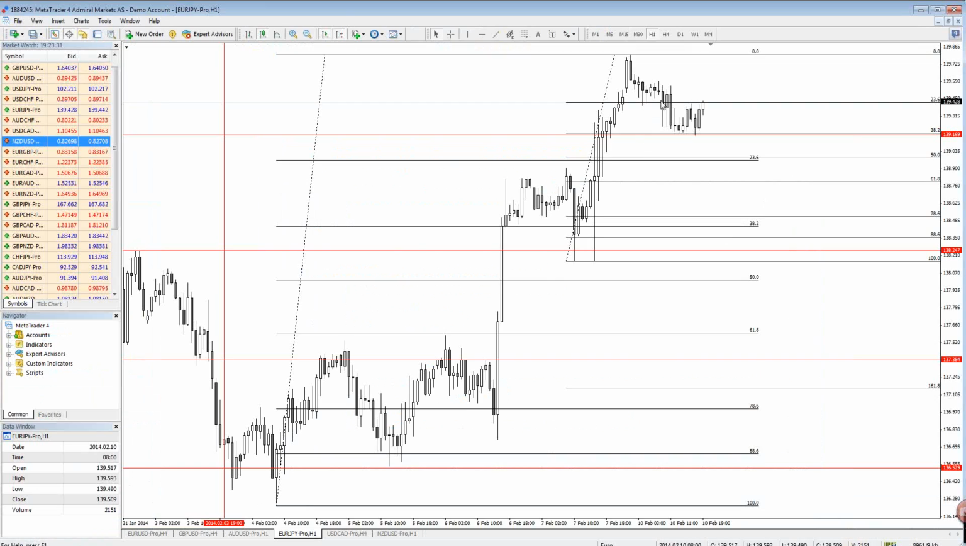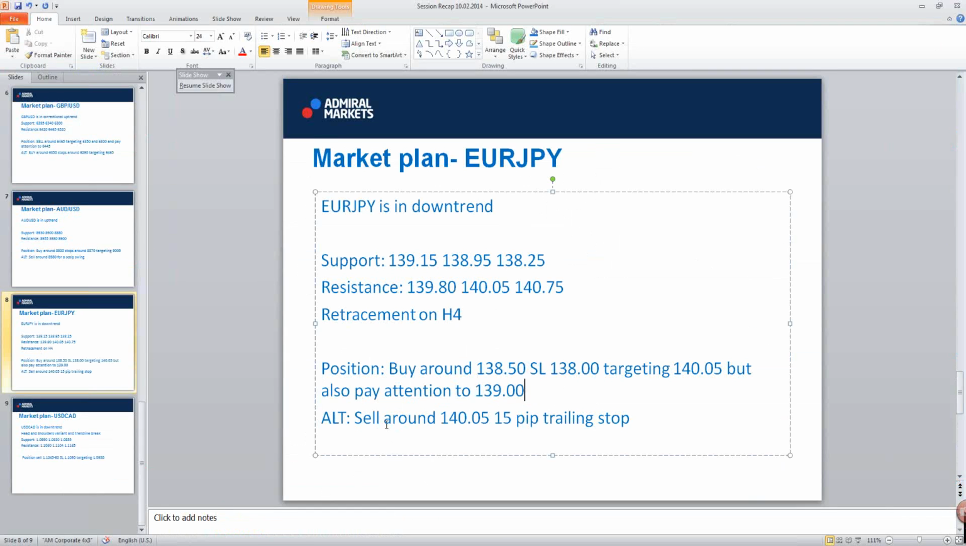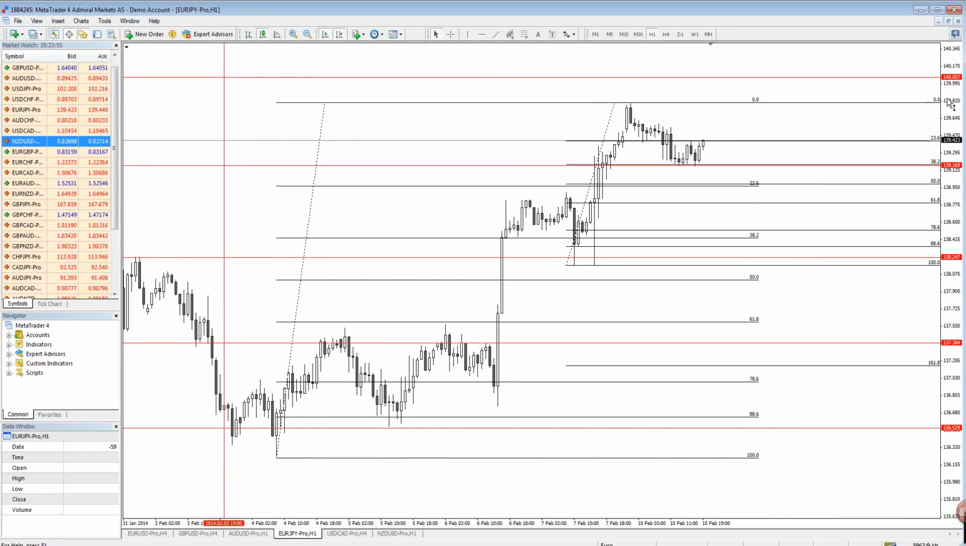I like to see a bigger pullback. But if it doesn't happen, maybe long trades can be looked out for also around this level. And the alternative scenario is to sell around 140.05, 15 pip trailing stop. Why? Because it's a red level, and those red levels are magnetic historical prices and usually are rejected at the first attempt. Okay, so pay attention to those levels on Euro Yen.